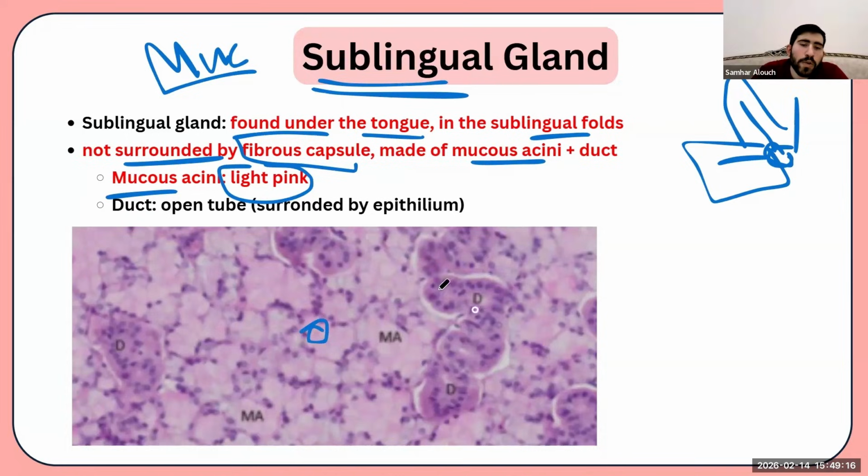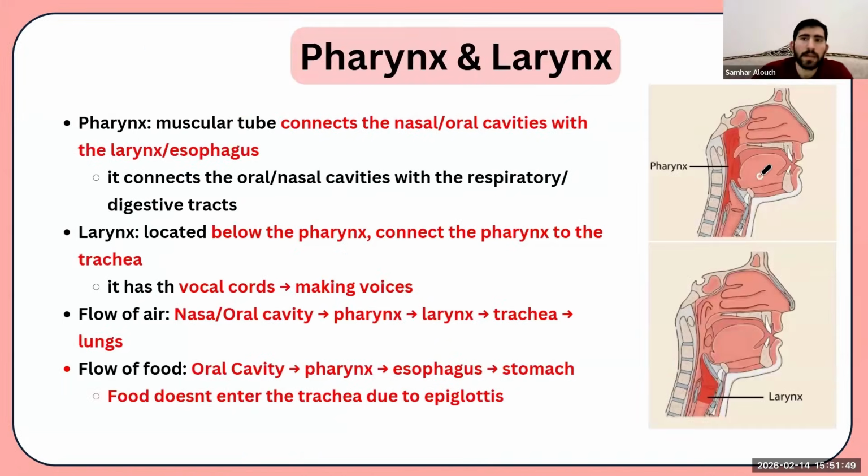Is everything clear? You may say, oh, this is dark pink. No, that's not, that's the duct. As you can see here, it's a lumen surrounded by cells. This is the acini, which looks like a flower. Now we will start with the pharynx.